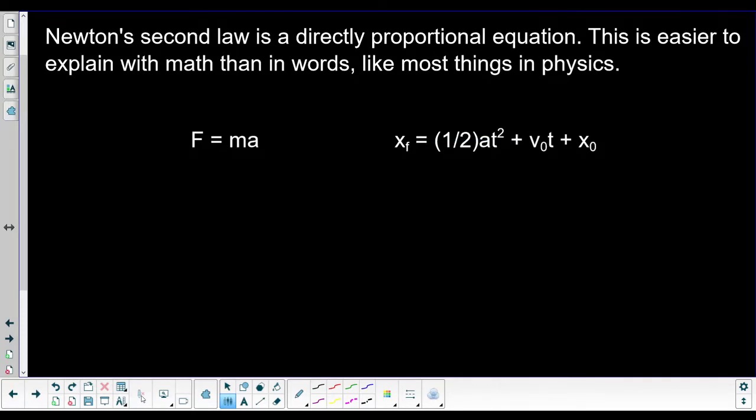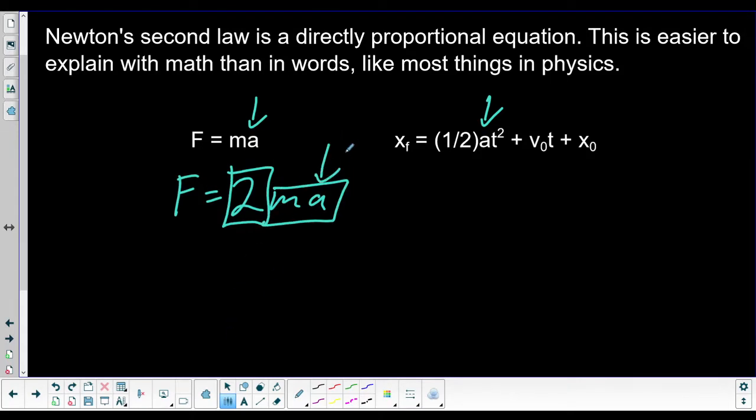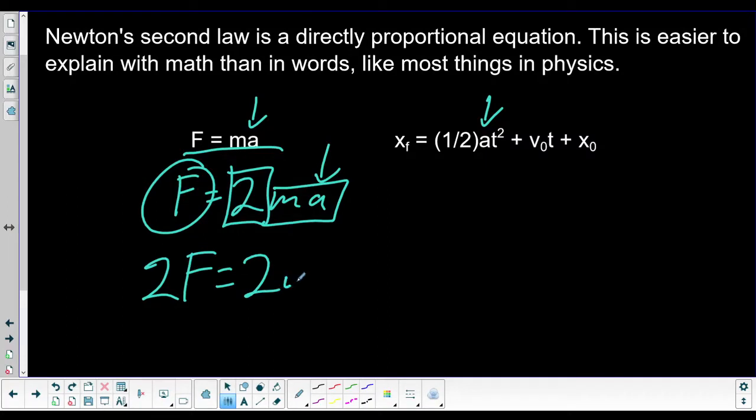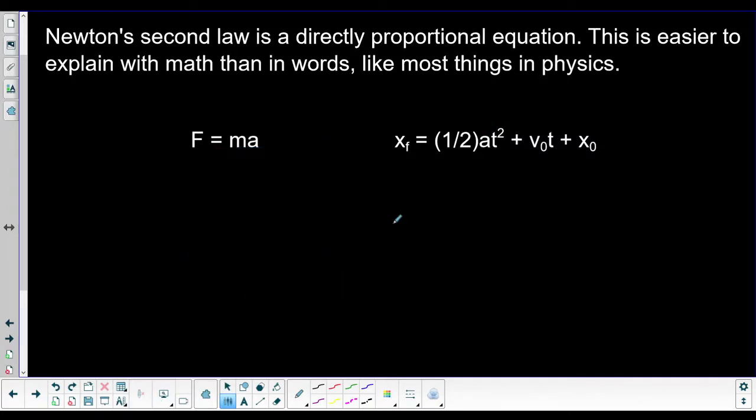Let's go ahead and double acceleration in both of these. So we'll double acceleration here and we'll double acceleration here. If I double this acceleration, my new force will be equal to 2ma, which is 2 times the original equation. So if I double acceleration in this, I'm doubling the force. 2F equals 2ma, right? Double the force. If I double acceleration here, x final equals a t squared.